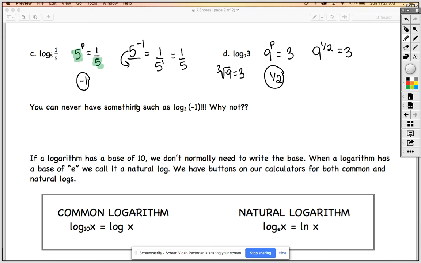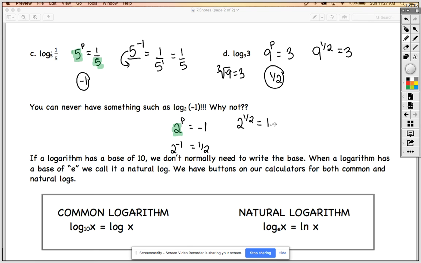I have a little note down here and it just says you can never have something such as log base 2 of -1. Why not? So a base of 2 to what power equals -1 is basically what this one is saying. I'm never going to do a power and get something negative as long as this number right here is positive. Even if I did a negative power, like a -1 power, that's just going to turn it into a fraction. If I did a fraction power, it's just going to give me something smaller.